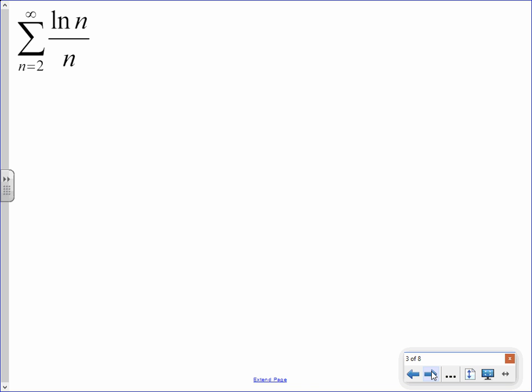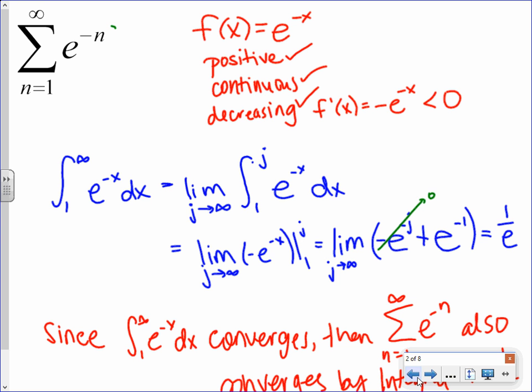What was the one? Okay, the 1 over e represents the area under the curve from 1 to infinity. Okay, so it represents the line, okay.